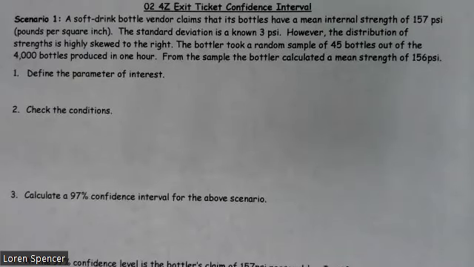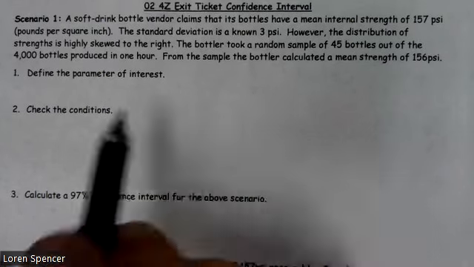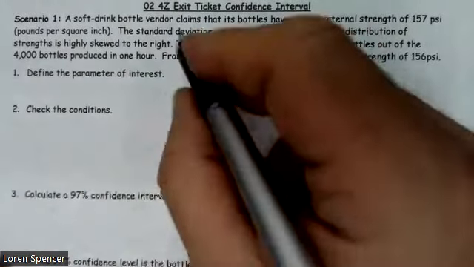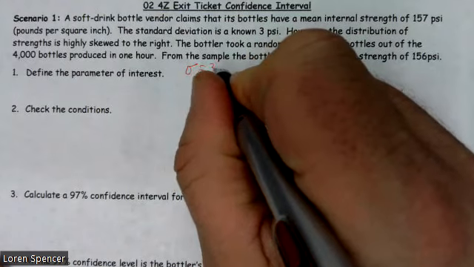All right, this is our exit ticket for confidence intervals. A soft drink bottler vendor claims that its bottles have a mean internal strength of 157 psi. The standard deviation is known as 3 psi. So, okay, we have a standard deviation of 3 psi.